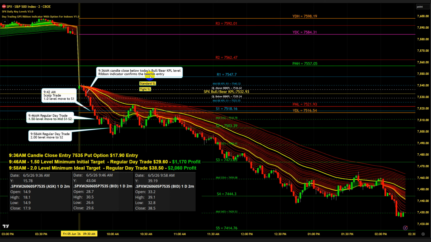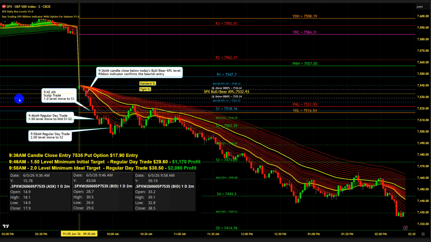For risk management, there were two stop-loss options available. The first was the tighter stop-loss using the QL level above the BBKPL at 7536.62. The second was the standard stop-loss using the first midpoint above BBKPL, the mid-BBKPLR1 level at 7540.32. The profit target framework is straightforward.